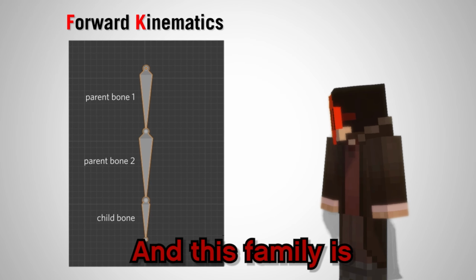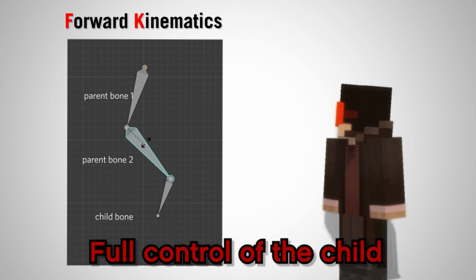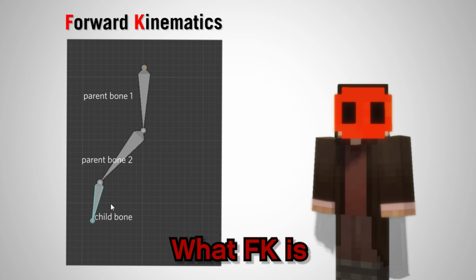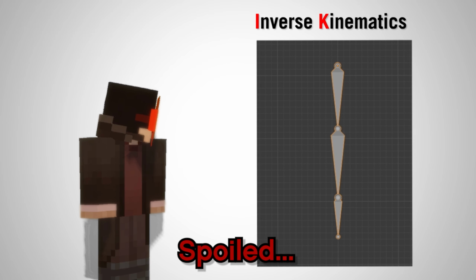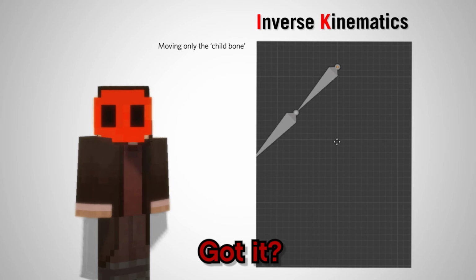And this family is very strict, right? These two parent bones are very strict, and the parents have full control of the child. That's what FK is. IK, on the other hand, is like a spoiled youngest child that controls the parents instead of the parents controlling the child. Alright, got it? Easy, good.